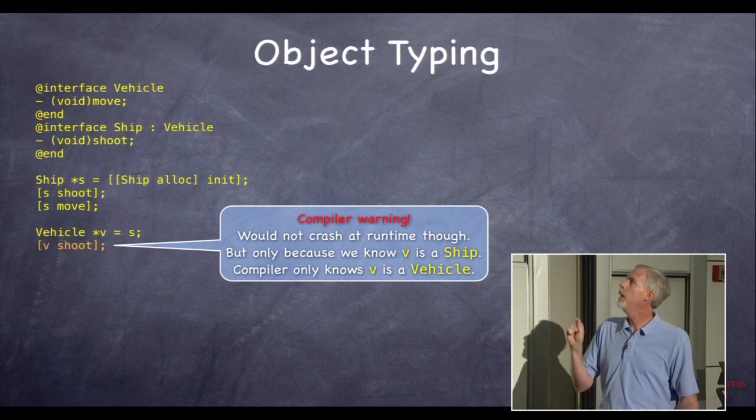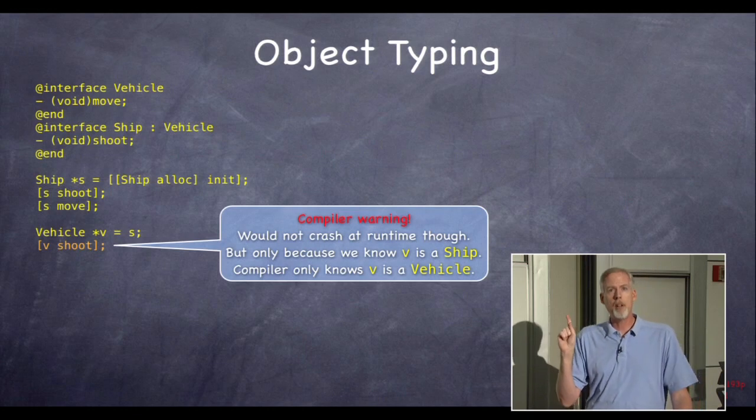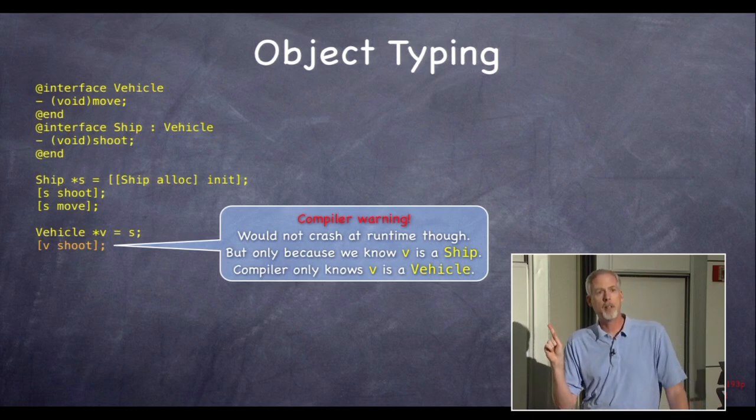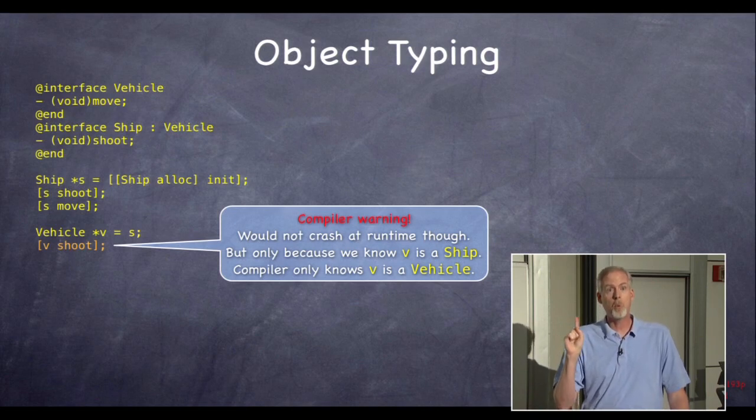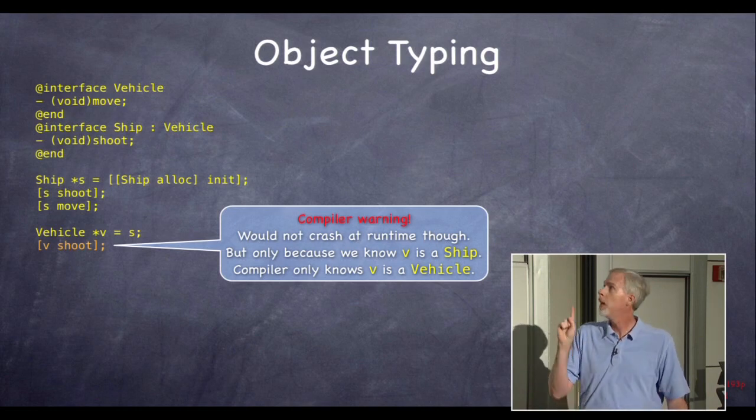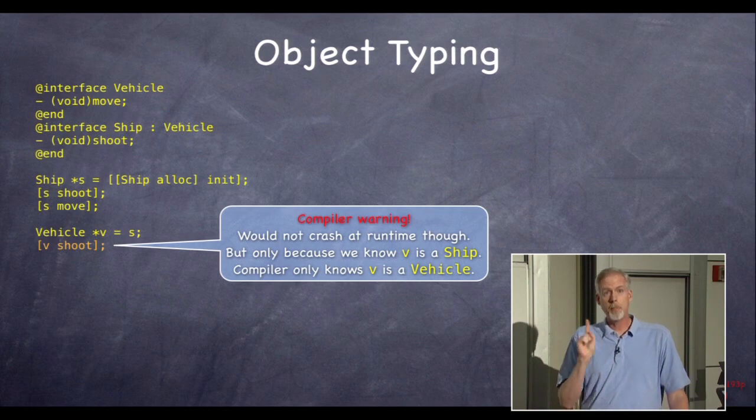So it's doing its type checking based on the static type of the pointer, which is a vehicle. So while this would work at runtime, because v contains a ship, and a ship understands shoot, so it would not crash. It would actually shoot. The compiler will complain.